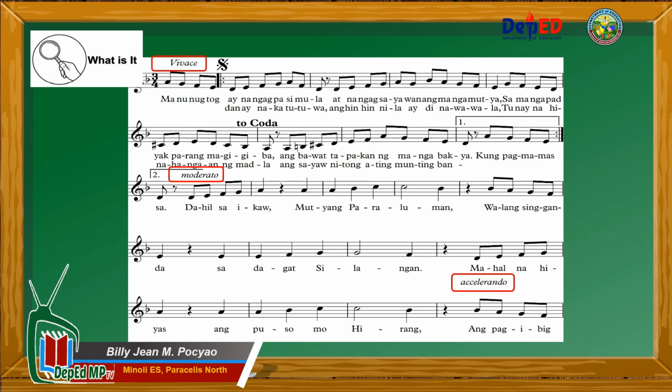This was cancelled by the next tempo marks, which is moderato. This implies that starting dahil sa ikaw up to ang puso mo hirang, this will be sung in reasonable or in medium speed. The succeeding part of the song will be sung in a gradually becoming fast manner because of the tempo marks accelerando. Let's listen to the song again and notice how the speed of the song were affected by these tempo marks.